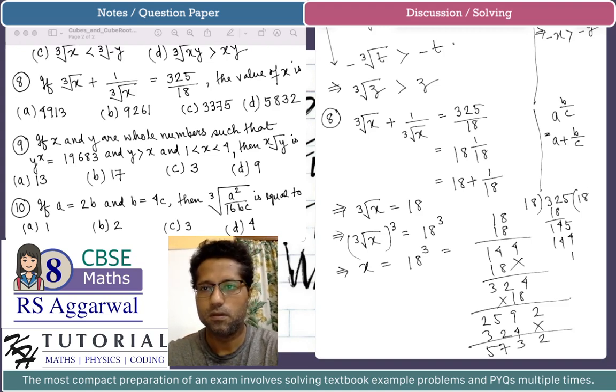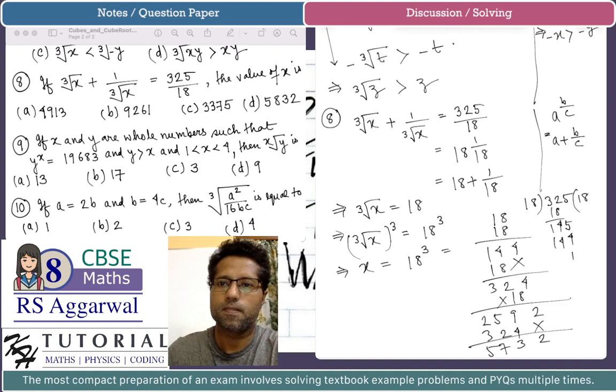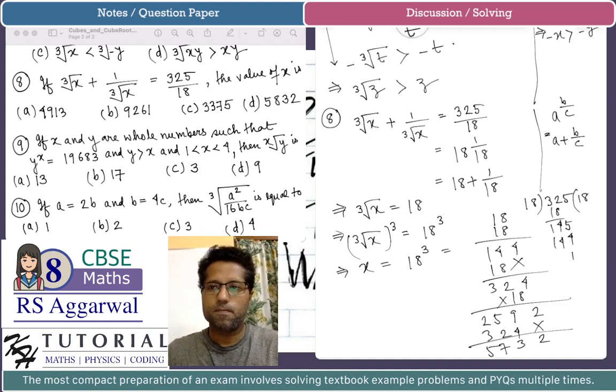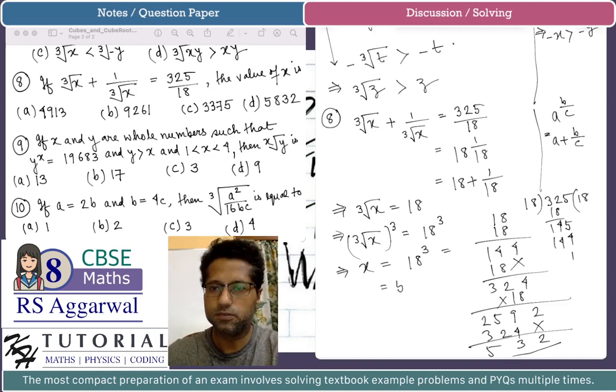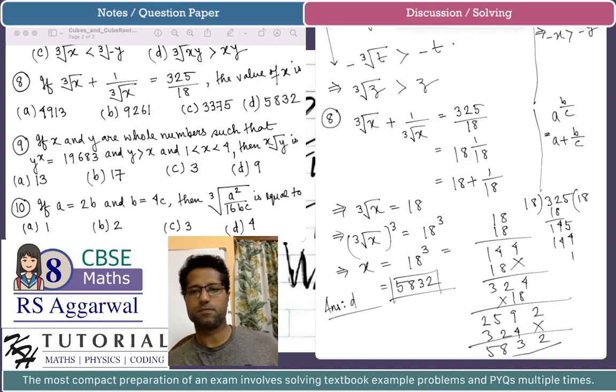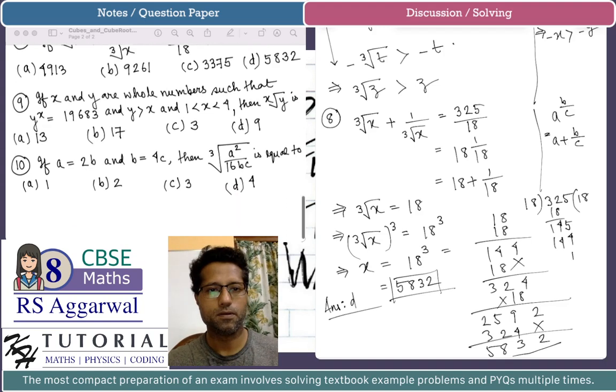What happened? This is equal to 5832. Oh sorry, 5832. This is the value of x. So the correct choice is D. D is the correct choice. Okay, let's do problem number 9.